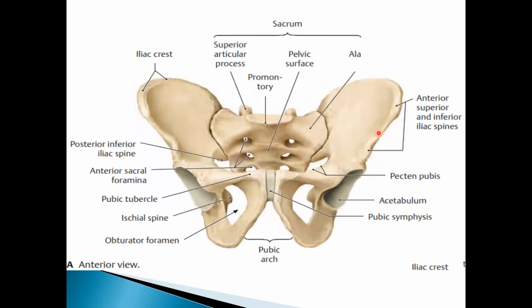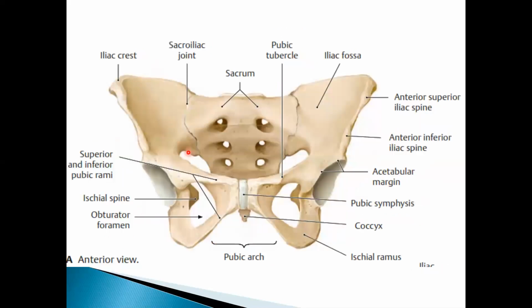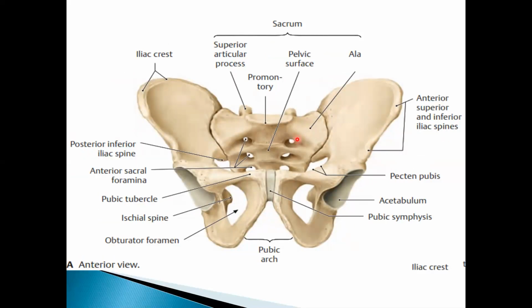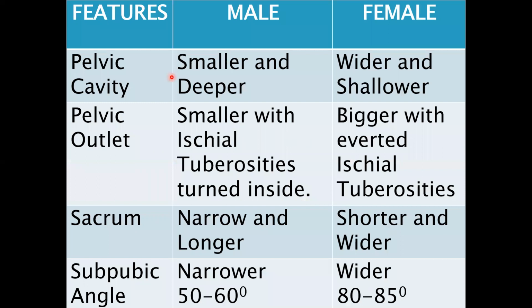And this is the male pelvis, it is deeper, and here it is not very broad. The female pelvis is broad, it is wider. The pelvic cavity of males is smaller and deeper.